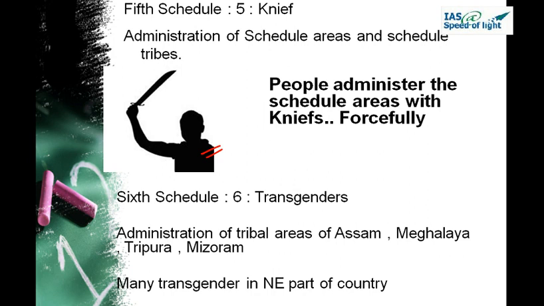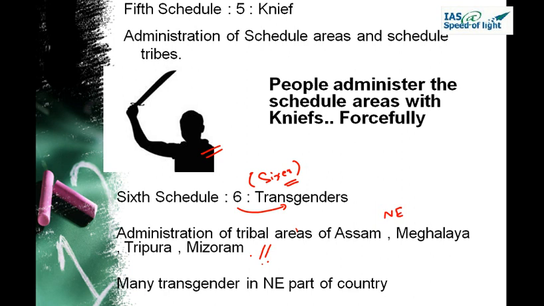Coming to the next schedule, that is schedule 6. 6 are the transgenders for us. We call them chakke, right? In Hindi, sixers. So our picture for 6 becomes transgenders. So administration of tribal areas in Assam, Meghalaya, Tripura and Mizoram. These all are northeast states of India, and there are many transgenders in the northeastern part of the country.